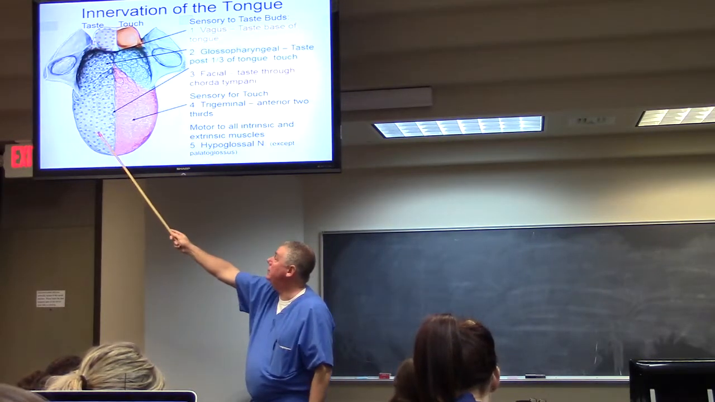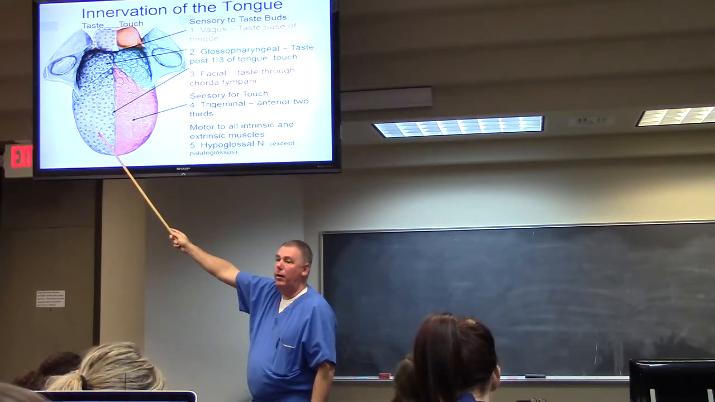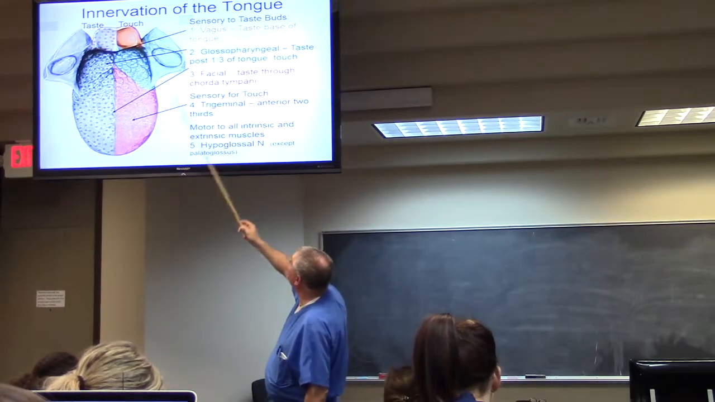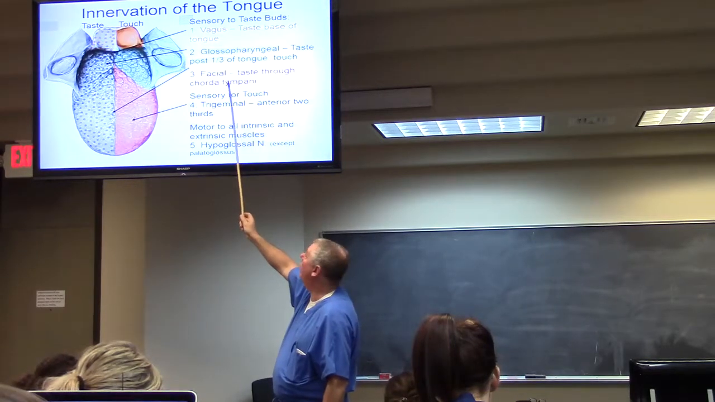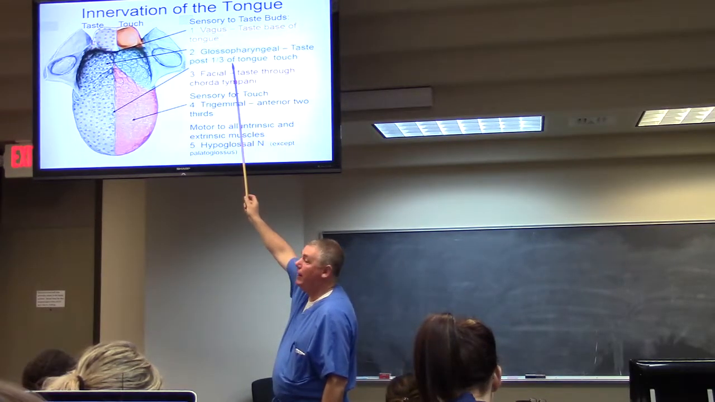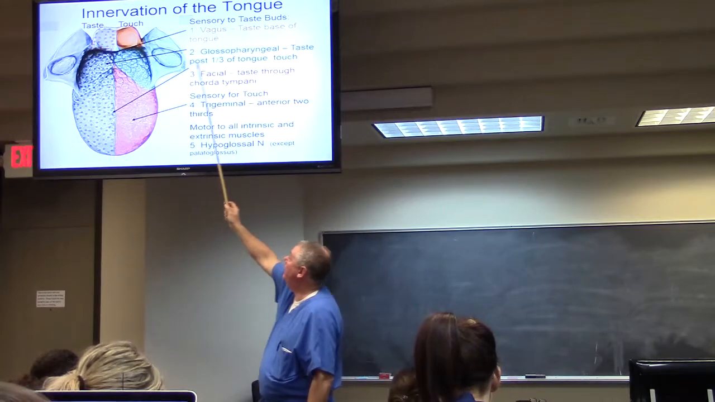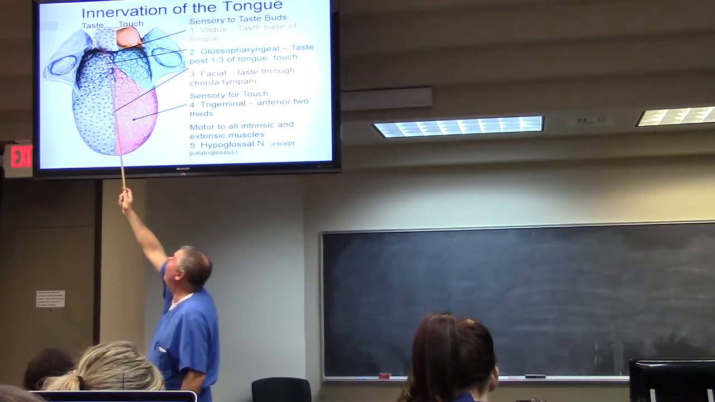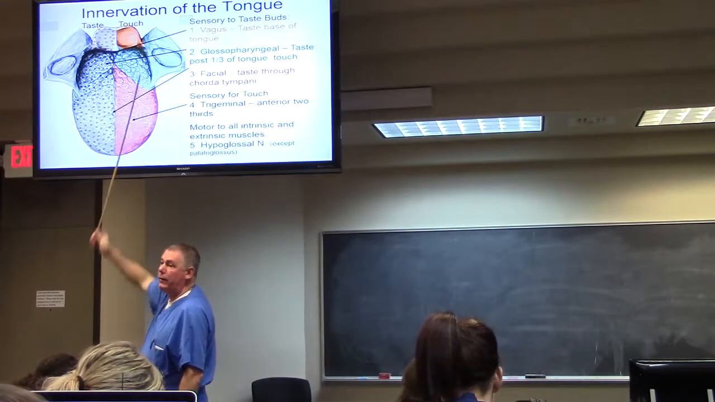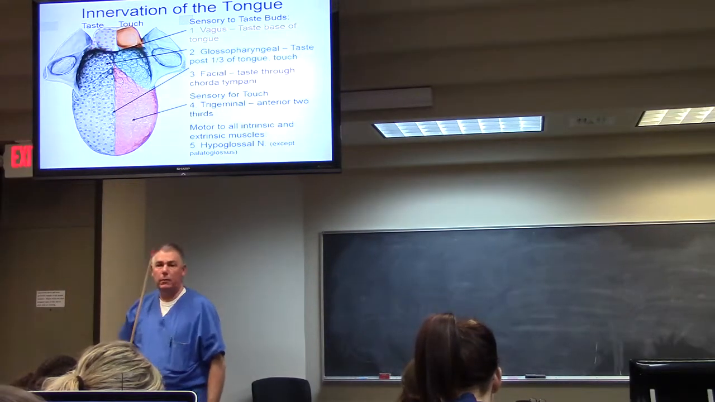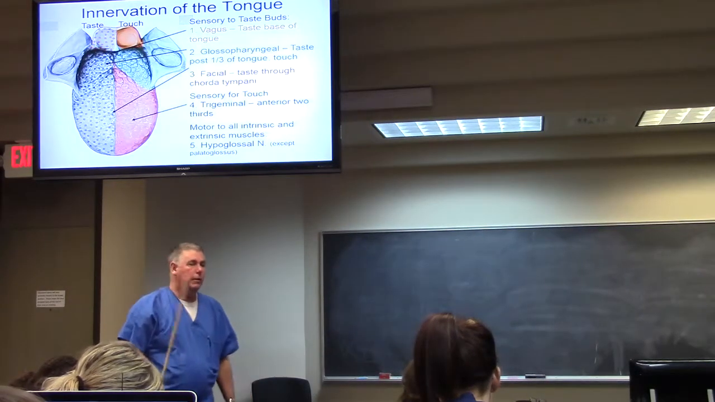The taste buds in the anterior 2/3 are innervated by what nerve? Chorda tympani of 7. Taste buds to the posterior 1/3 are innervated by 9. And then there are taste buds way back here on the epiglottis and at the base of the tongue. They're innervated by 10. So you have 5 cranial nerves that go to the tongue.